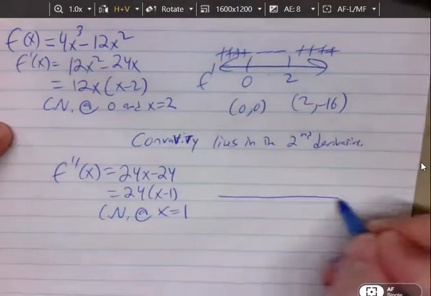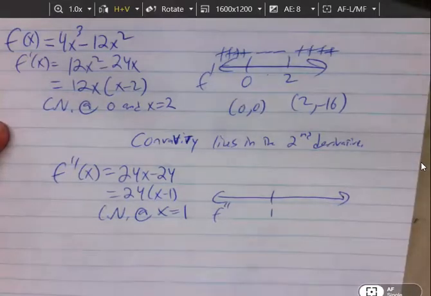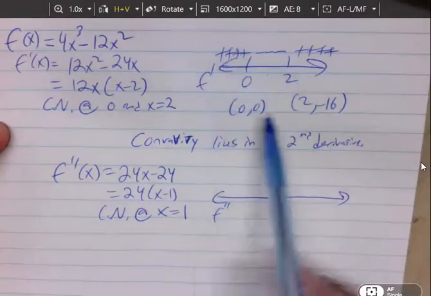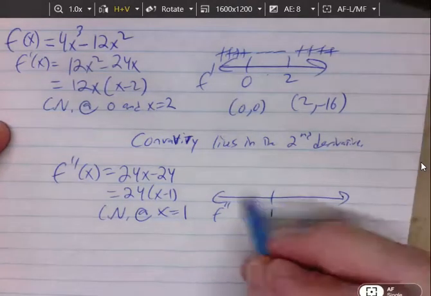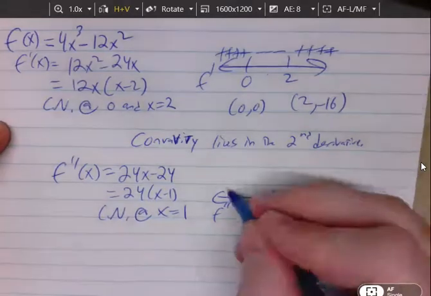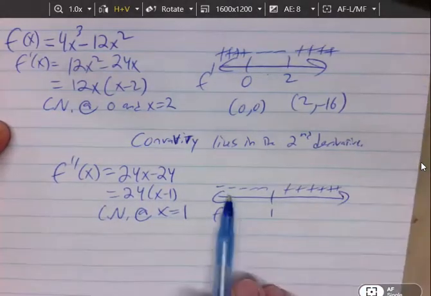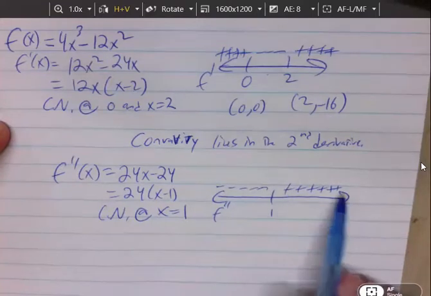When I go to do my number line for f double prime, that's going to tell me not where the original graph is increasing or decreasing. It's really going to tell me where f prime is increasing or decreasing, and that's concavity. Okay, so if I were to do my number line here, like negative a billion, I get negative, of course, and then positive a billion, I get positive. This is telling me that the graph is concave down up until 1 and then concave up beyond.